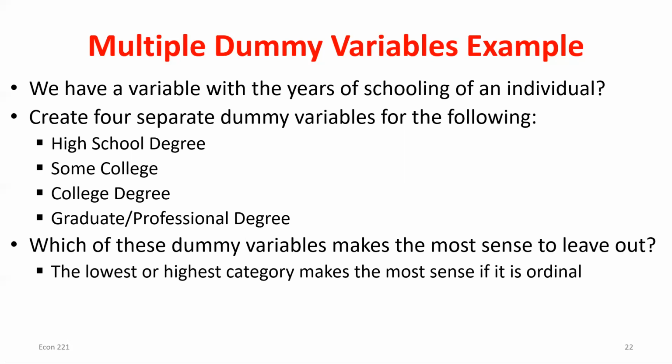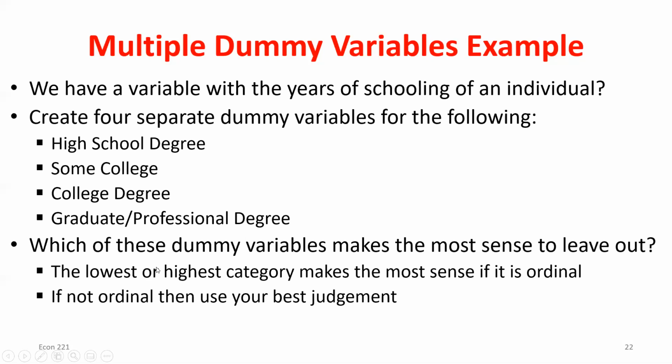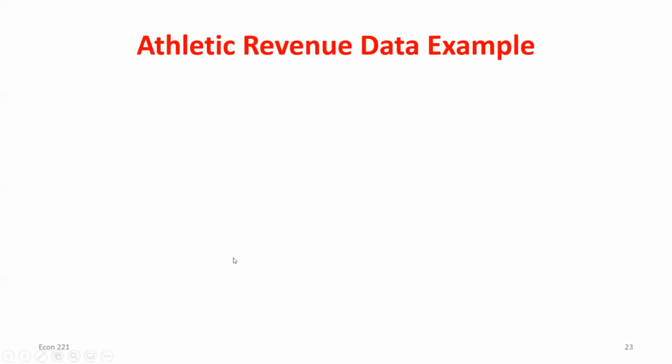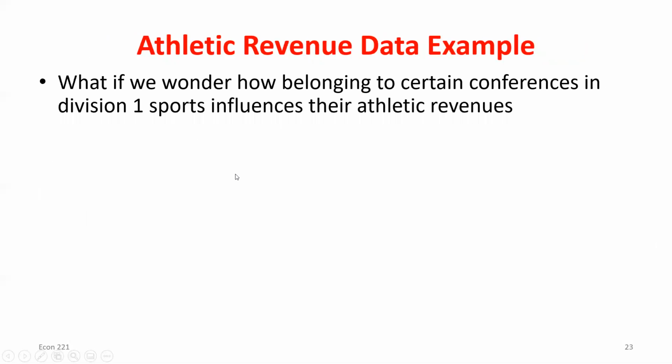So we'll work through some examples here. If it isn't ordinal, kind of leaving out that lowest or highest category, use your best judgment. So I'll give you an example of a couple here. I grabbed some athletic revenue data. I had some subsidy data, how much students are paying for athletic programs, which is kind of interesting. We'll probably use that for a couple of other examples I'm going through.